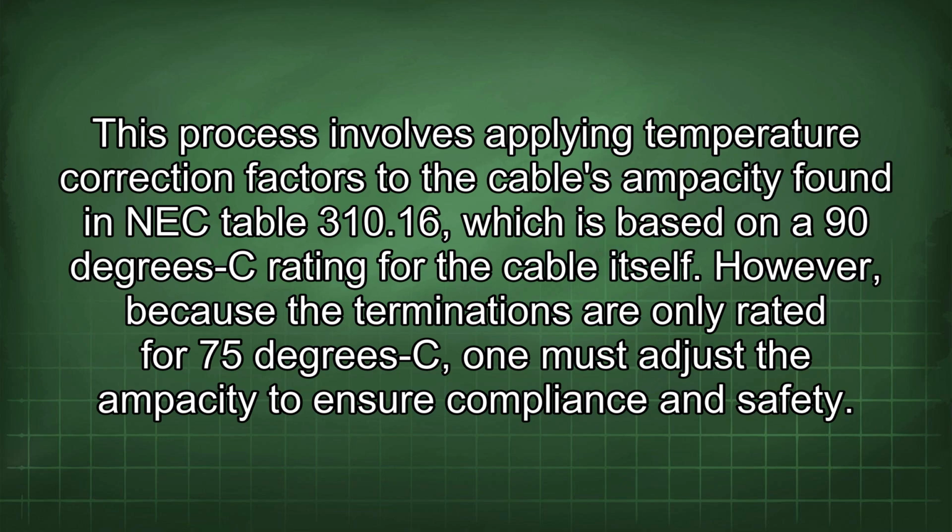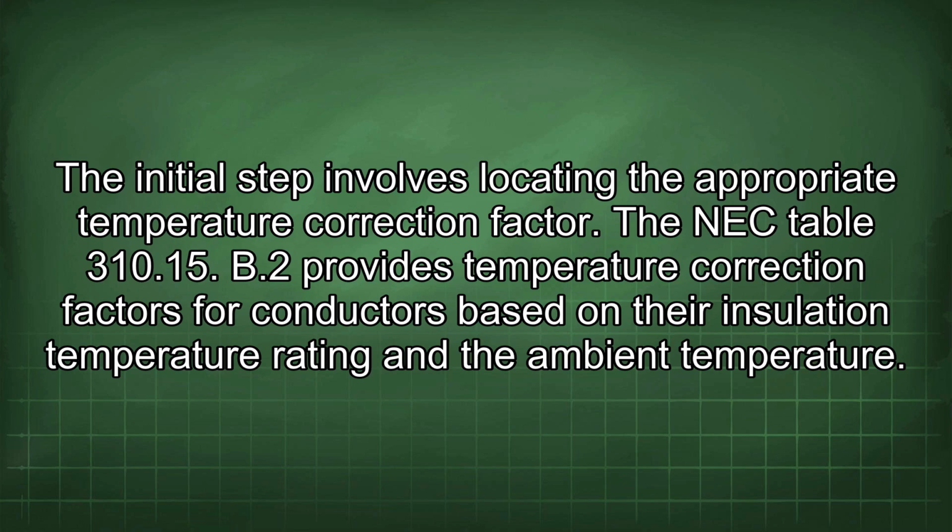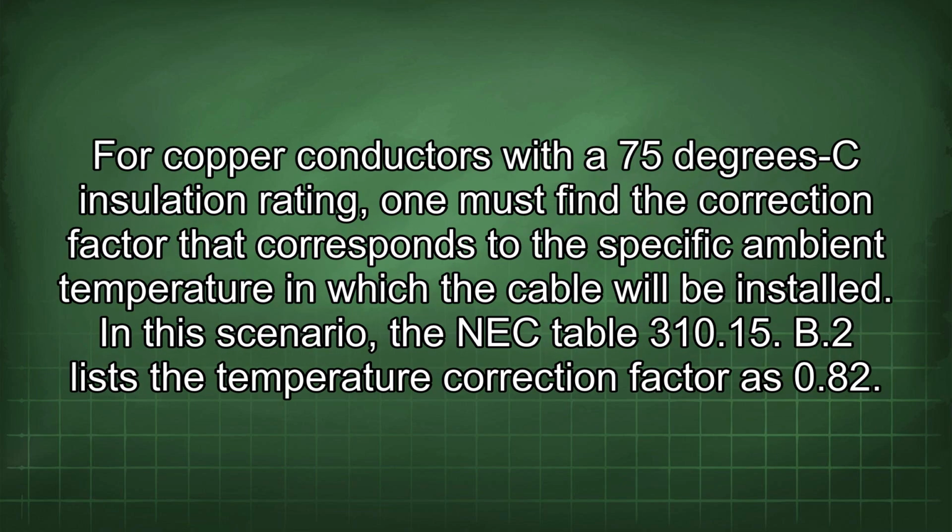However, because the terminations are only rated for 75 degrees C, one must adjust the ampacity to ensure compliance and safety. The initial step involves locating the appropriate temperature correction factor. The NEC Table 310.15(B)(2) provides temperature correction factors for conductors based on their insulation temperature rating and the ambient temperature. For copper conductors with a 75 degrees C insulation rating, one must find the correction factor that corresponds to the specific ambient temperature in which the cable will be installed.